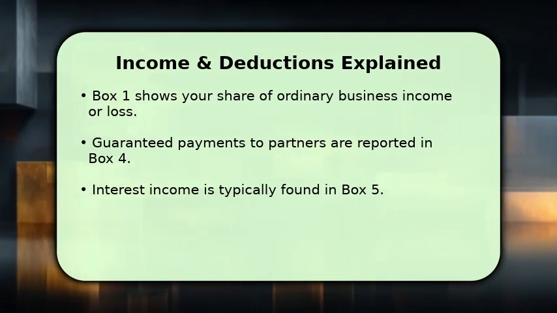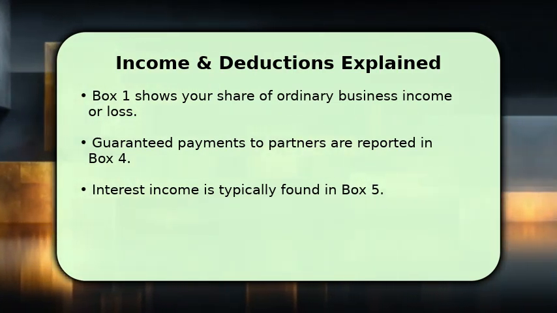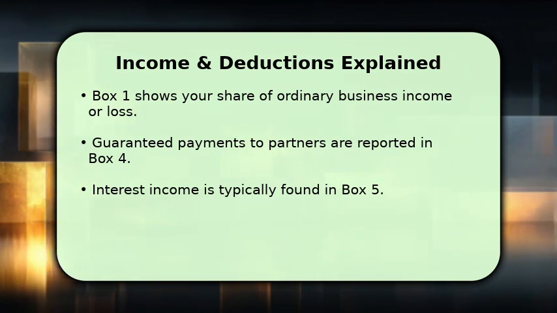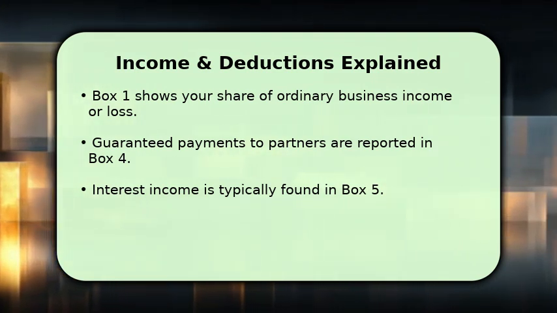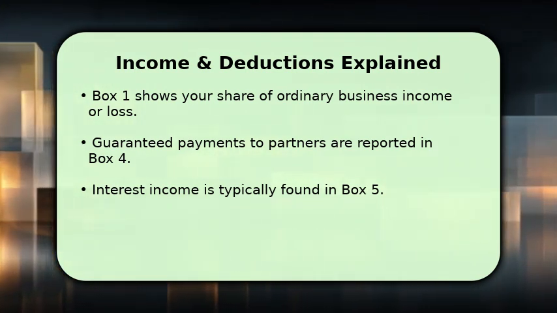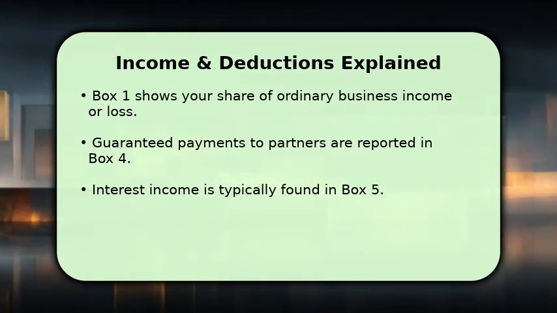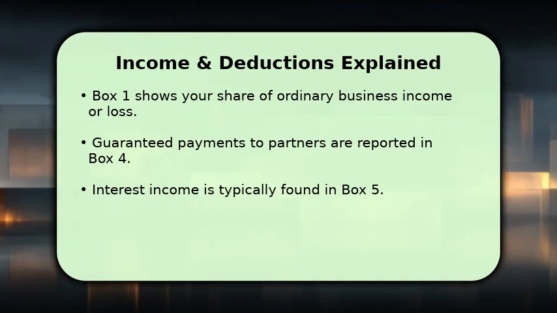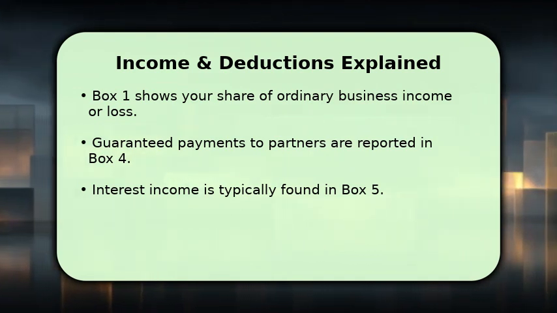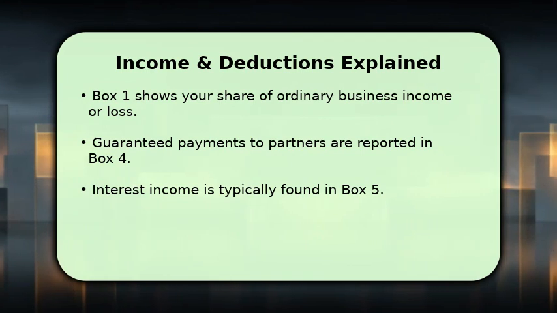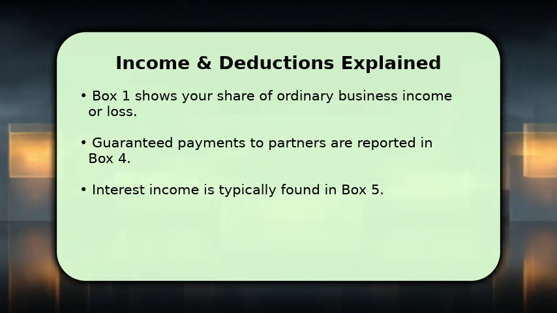Box 1 often contains your share of the entity's ordinary business income or loss. If you're a partner receiving guaranteed payments, check Box 4. Interest income is usually in Box 5. For charitable contributions, look for Box 13, Code C. These figures directly impact your personal tax liability.